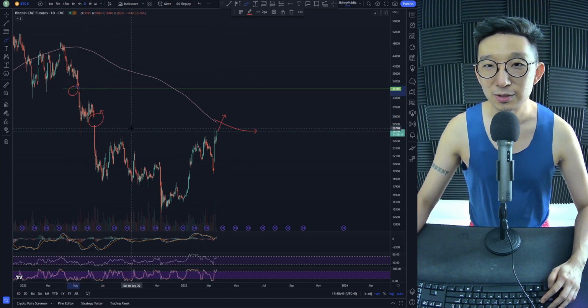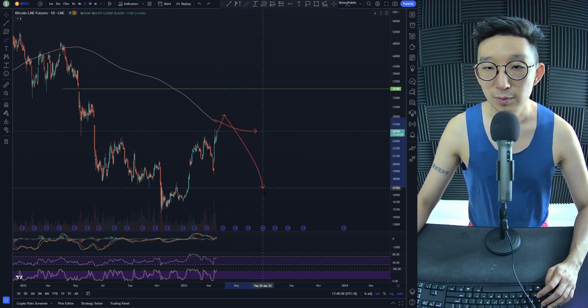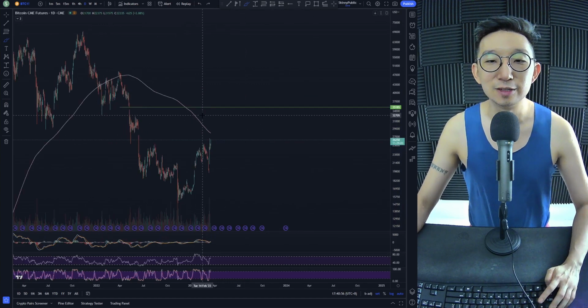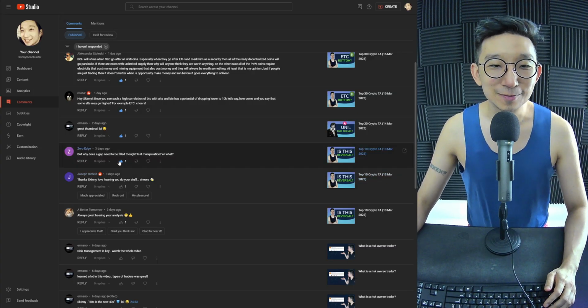I love it when I see a gap at the top. So we might fill gap 1 and then come back down, and then fill the 9,000 gap and come back up. Again, this is just theory. No guarantees. It's all pure theory. So yeah, there you go.